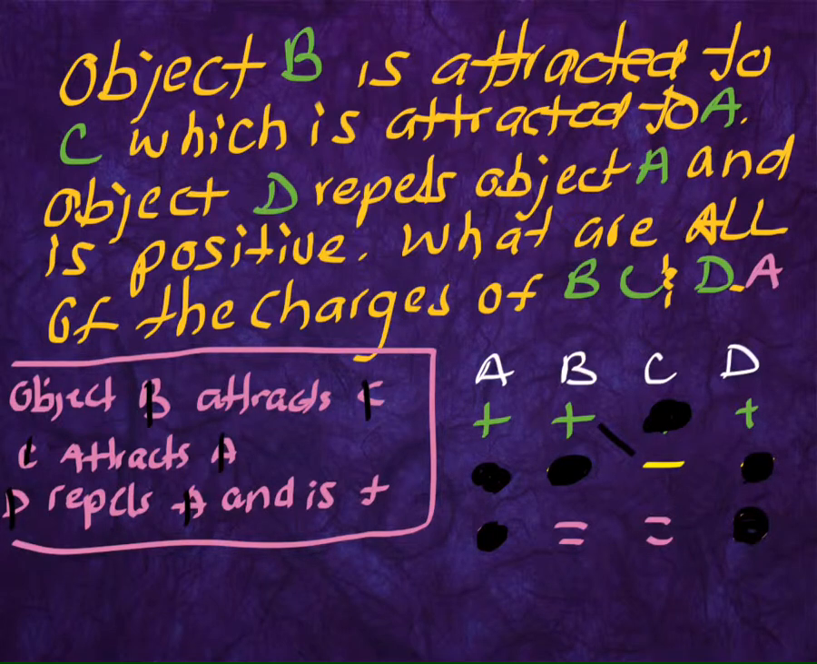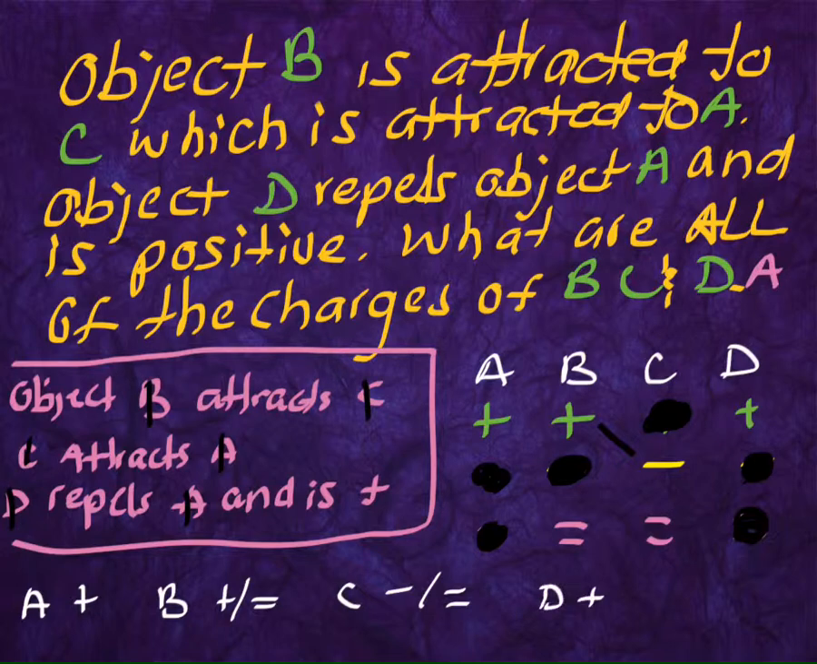So at the end of the day, I would say that A is for sure positive. B can be either positive or neutral. C can be negative or neutral. And D is positive. And that is the best that we can do. You don't actually have to cross every single one of them out and only have one answer for each one. This is the best that we can come up with. So there you have it.